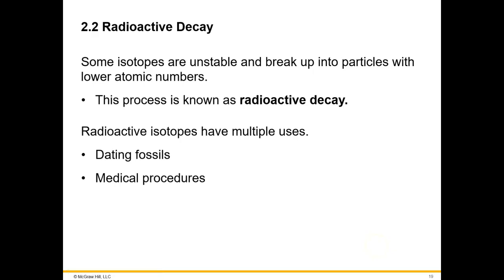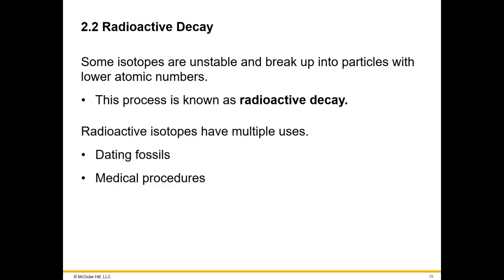Some isotopes are unstable, and they will break up into particles with lower atomic numbers. So ask yourself, if it has a lower atomic number than it did before, what did it lose? Well, we know that the atomic number is just the number of protons. So if we're lowering the atomic number, that means we must have lost a proton. And that process is called radioactive decay.